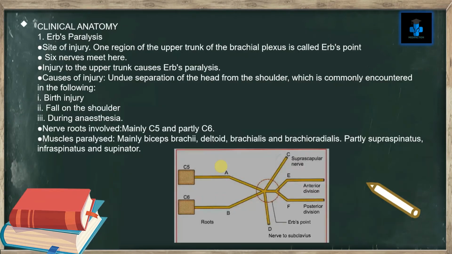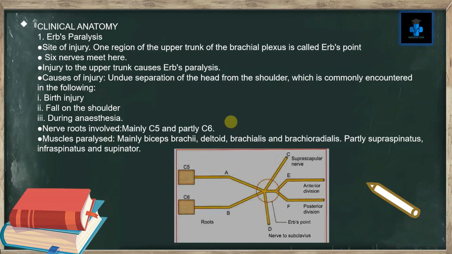Now let's get into some important clinical anatomy. Number 1 is Erb's paralysis. Site of injury: the upper trunk of the brachial plexus is called Erb's point. This is the junction where the suprascapular nerve, anterior division, posterior division, nerve to subclavius, and C5, C6 roots come to join. These 6 nerves meet to form a junction which is known as the Erb's point.